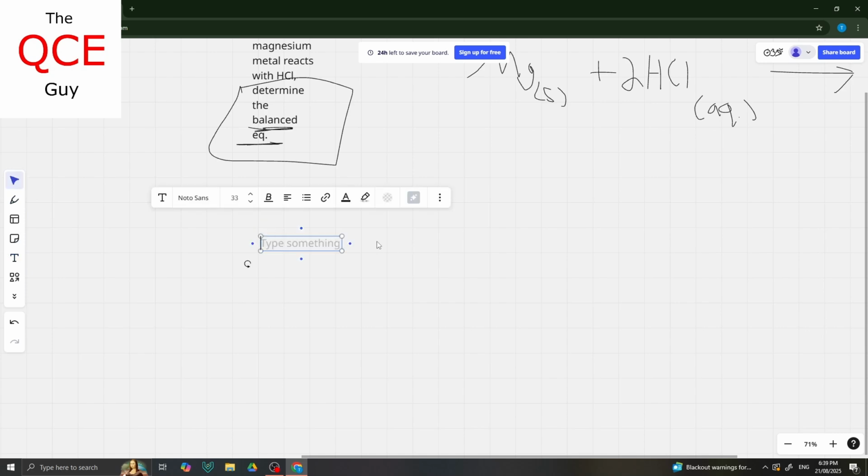let's go potassium iodide reacting with sodium nitrate. Let's go lead nitrate.